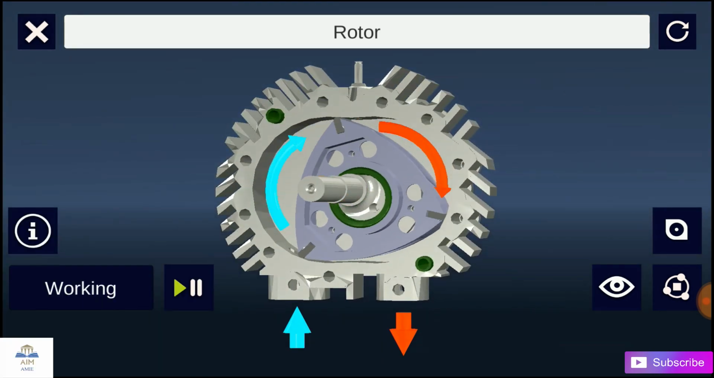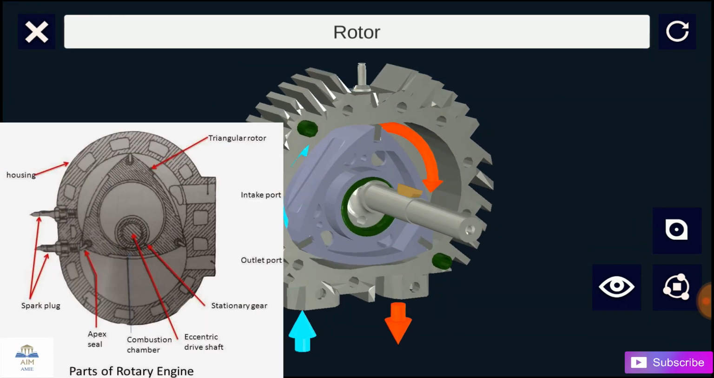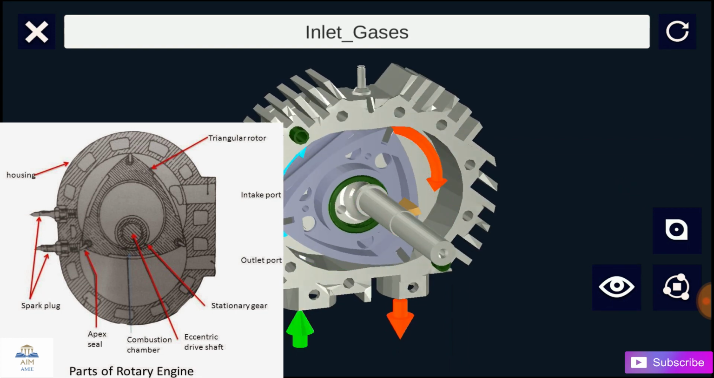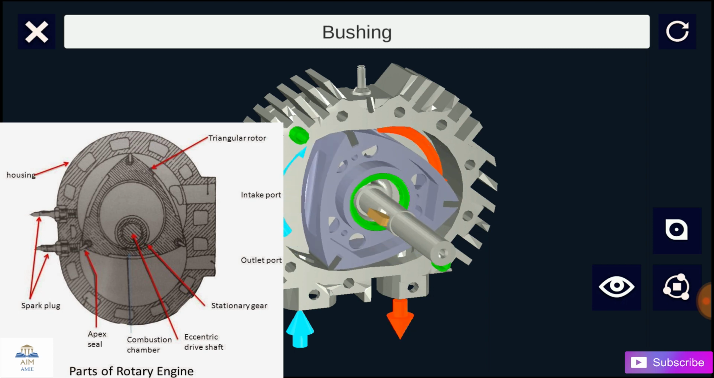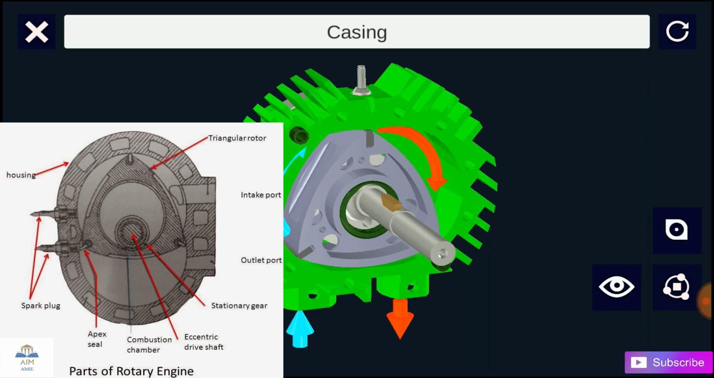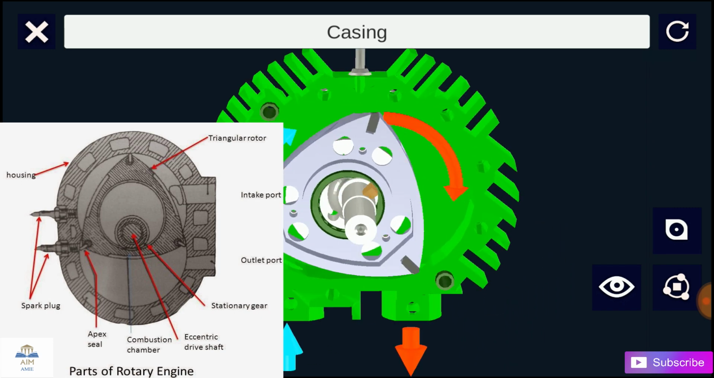In the Wankel rotary engine, some parts work together to achieve the goal of converting the energy. These parts are the triangular rotor, intake and exhaust ports, stationary gear, eccentric drive shaft, combustion chamber, apex seal, spark plugs and housing. Let's check out the main parts.